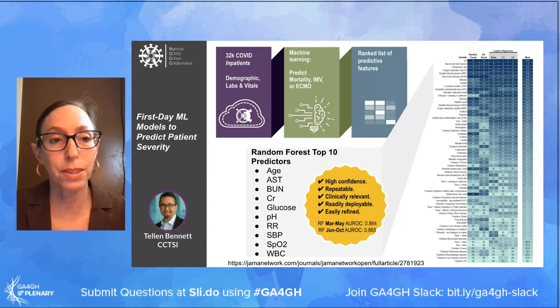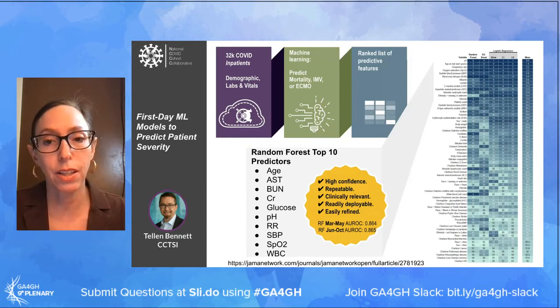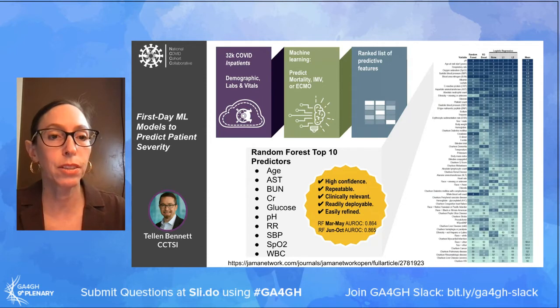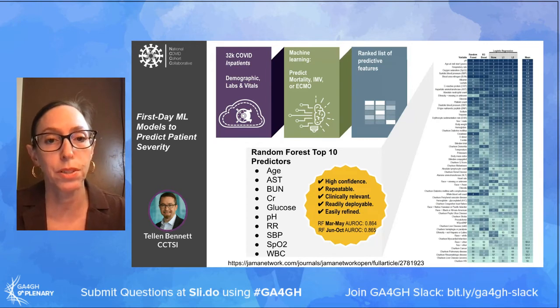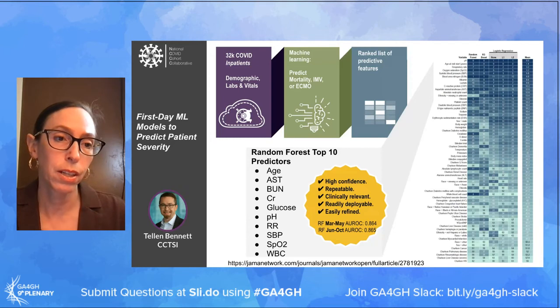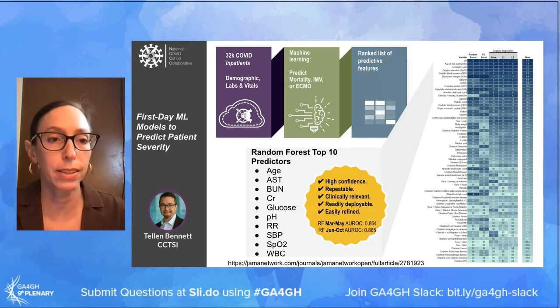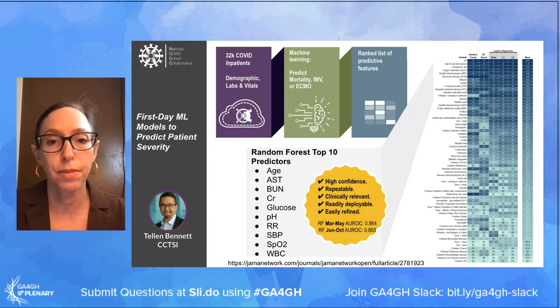So what are some of the exciting outcomes? This was work that was led by Tel Bennett, and basically characterizing the cohort also led to the ability to create a machine learning model that would predict patient severity. This was especially important early on in the pandemic when resources were scarce. How do we actually predict who's going to be the most severe, who needs ECMO, what kind of ventilator status are we going to expect, and really help hospitals plan for that.